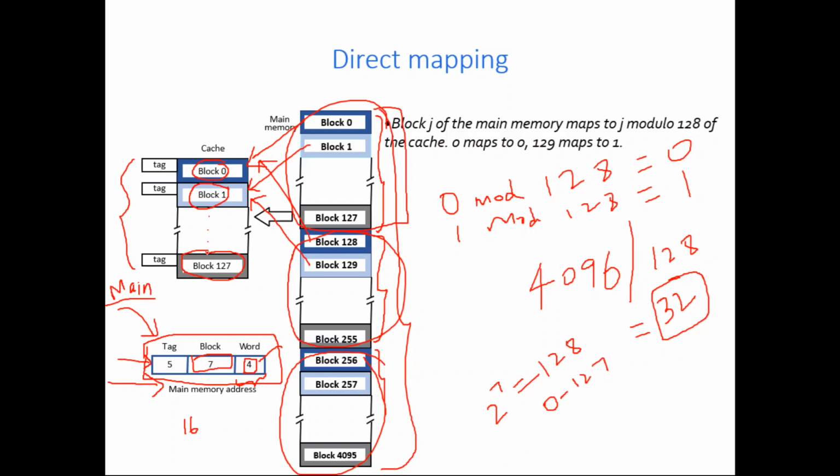Okay, so these are the preliminary things which are required to understand whether a particular given address is available in the cache or not. Okay, fine. With this knowledge, let us jump.